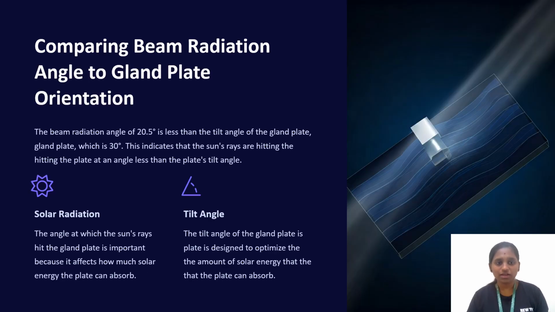Comparing the beam radiation angle to the flat plate orientation. The beam radiation angle of 20.5 degrees is less than the tilt angle of the plate, which is given as 30 degrees. This indicates that the sun rays are hitting the plate at an angle less than the plate's tilt angle. The angle at which the sun's rays hit the flat plate is important because it affects how much solar energy the plate can absorb. The tilt angle of the flat plate is designed to optimize the amount of solar energy that the plate can absorb.